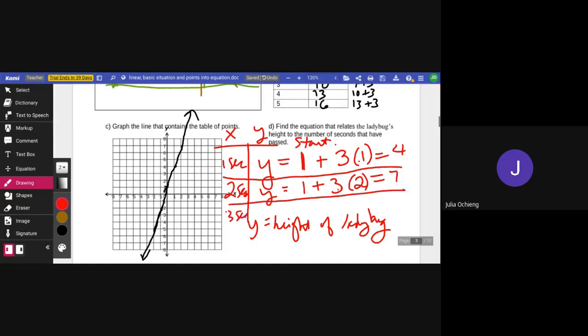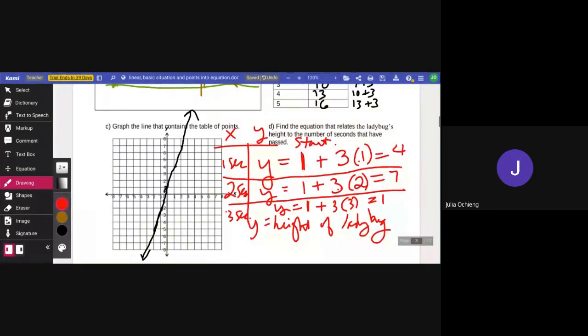At 3 seconds, see if you can fill that out yourself. Using this, see if you can fill out what the equation work is going to be. All right, so it should be that you started at 1 centimeter above the ground when no seconds have passed, plus another 3 centimeters times 3 seconds, because the ladybug has been moving for 3 seconds. So 3 times 3 is 9, plus 1 is 10.